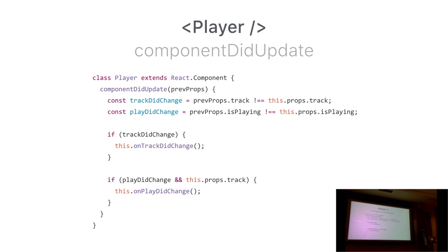And as you can see, that method, despite being inside the player component that is producing side effects, is still easily testable because it doesn't have any calls to the native interface. So we can just mock these functions like onTrackDidChange and onPlayDidChange, and make assertions based on whether they are called or not under certain circumstances. So it's still very, very easy up to this point to ensure that your app is going to perform well.